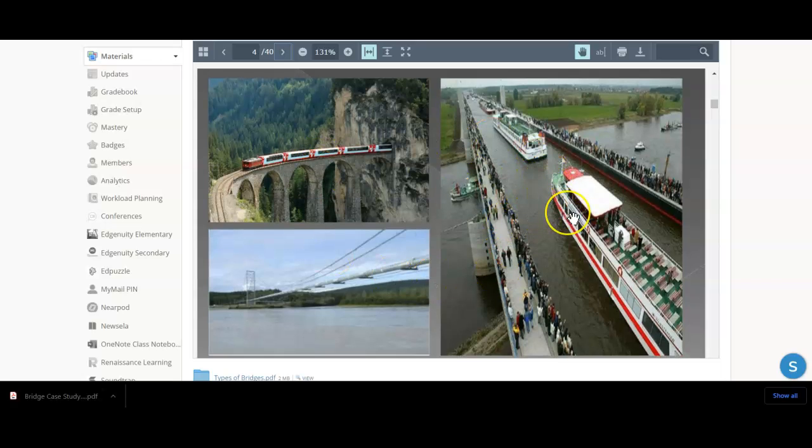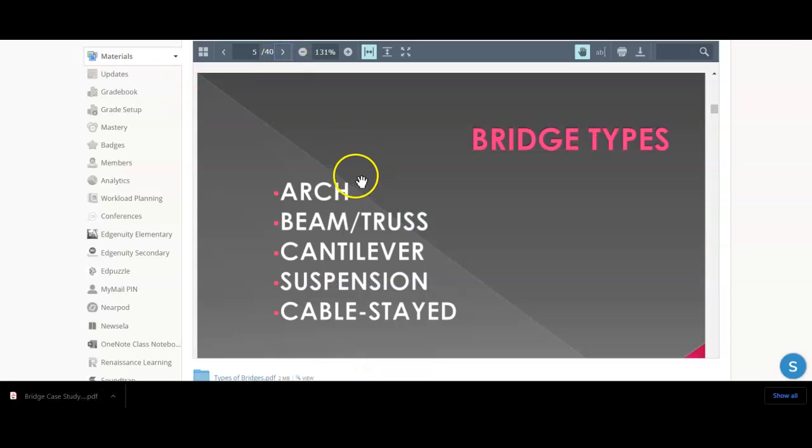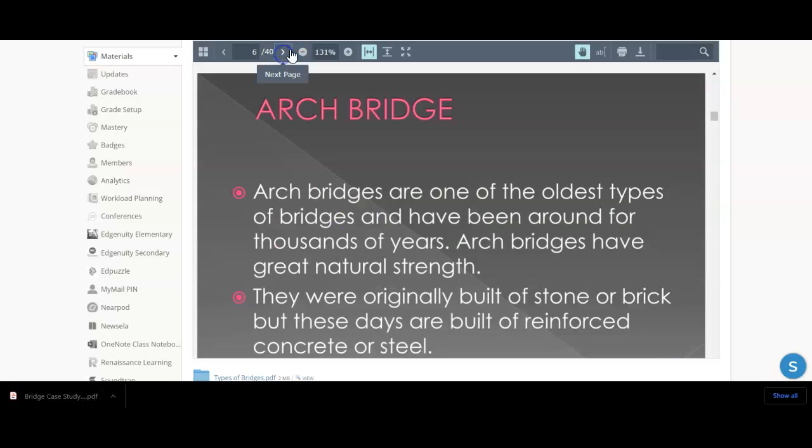I thought this was a cool picture because I'd never seen a bridge carry a boat before, but there we go. Apparently that's a thing. But these are more common bridges that we see daily. So here are the different bridge types. You might want to note these down for when you design your bridges. So there's the arch, beam and truss, cantilever, suspension, and cable stay. We'll go over these real quickly.